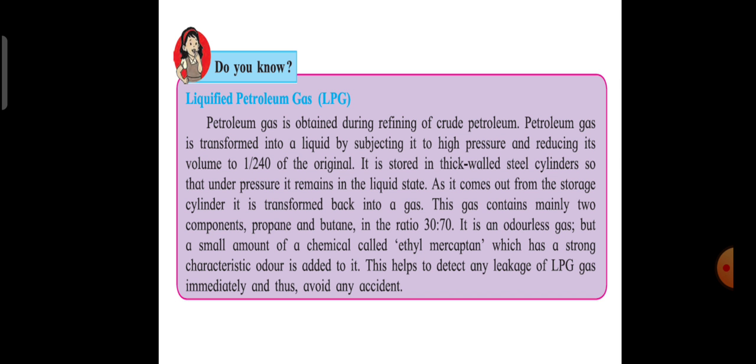This gas contains mainly two components, propane and butane, in the ratio of 30:70. It is an odorless gas, but a small amount of a chemical called ethyl mercaptan, which has a strong characteristic odor, is added to it. This helps to detect any leakage of LPG immediately and thus avoids any accident.